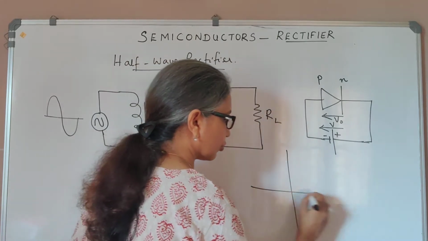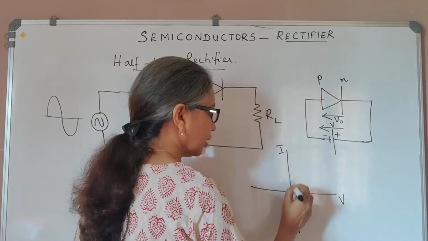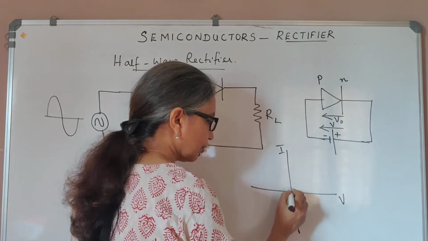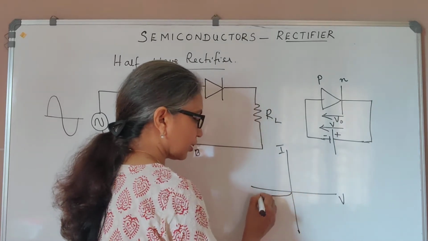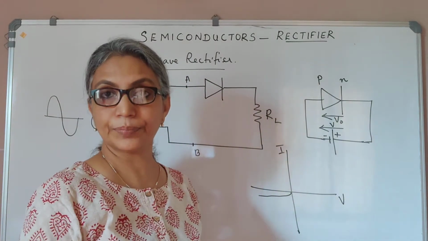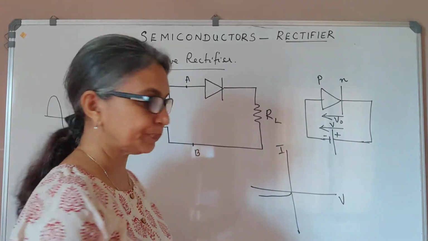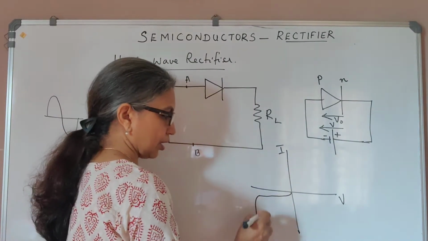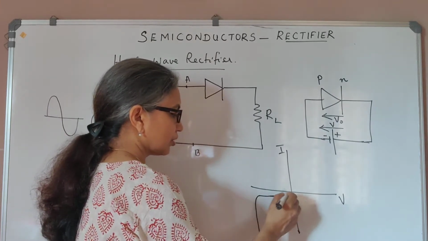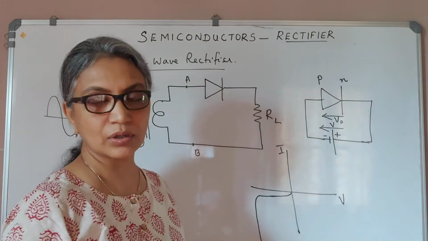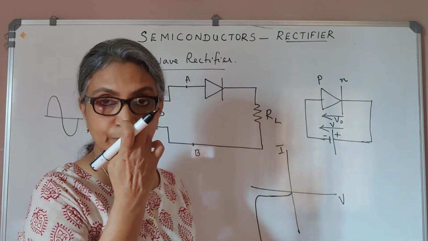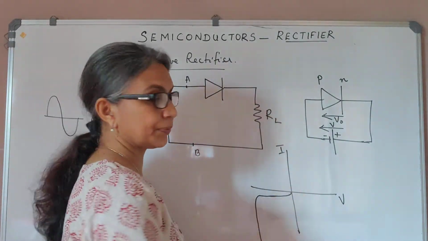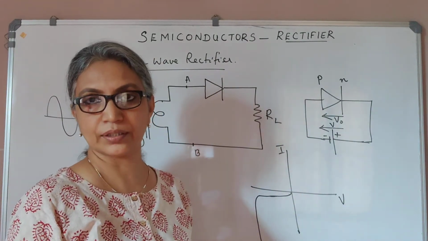We have drawn this VI graph also, in the third quadrant. We have a very small drift current, and this current is very small because it is due to minority carriers. And at the breakdown voltage, of course, you have a large current. So this constant saturation current is extremely small and it's called the drift current due to minority carriers. That is what's happening under reverse bias of a semiconductor diode.